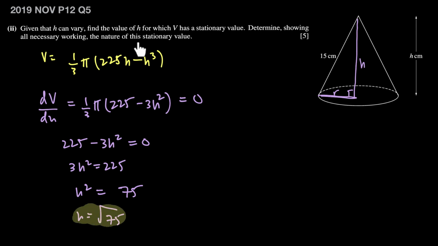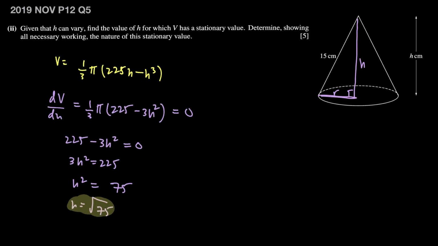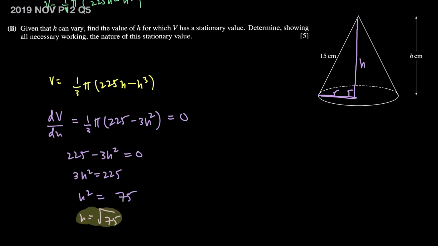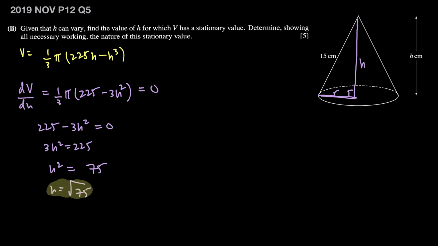Now we have to figure out the nature of the stationary value. That means we have to figure out whether the stationary value, when h is equal to √75, we already know that the change of volume with respect to h is equal to 0. But is this a maximum or a minimum? And we can do that by taking the second derivative. If the second derivative is negative, then it's a maximum. And if the second derivative is positive, then it's a minimum. So we take the second derivative here, which is d²V/dh² over here.